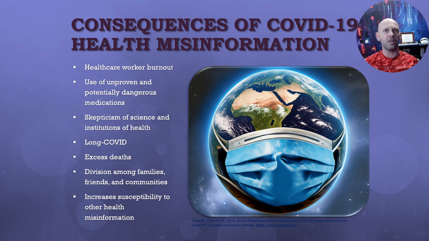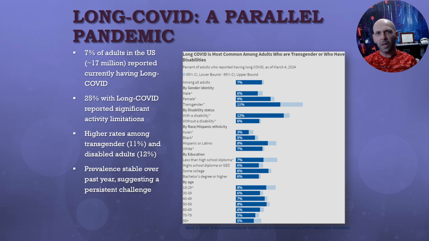COVID-19 health misinformation is also resulting in monumental divides between family, friends, and entire communities. The spread of misinformation doesn't just affect individuals. It weakens public trust in health systems and reduces the overall effectiveness of health interventions. Misinformation has fueled the spread of COVID-19, contributing to a parallel pandemic, often referred to as a mass disabling event.